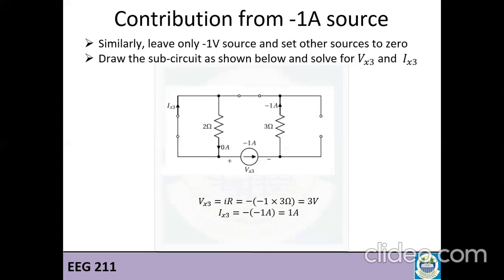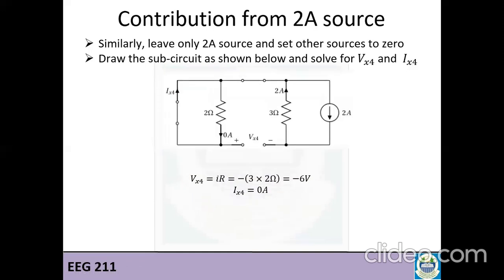Again, we determine the contribution from the 1 amp source. We follow the same principle. We leave the 1 amp source and set the other independent sources to 0. Again, we draw the subcircuit and then determine the response. If you do that correctly, you will see that Vx3 is 3 volts and Ix3 is 1 amp.